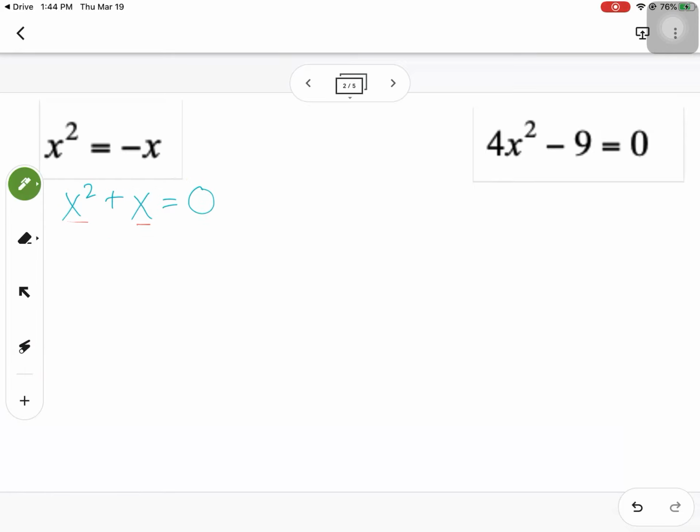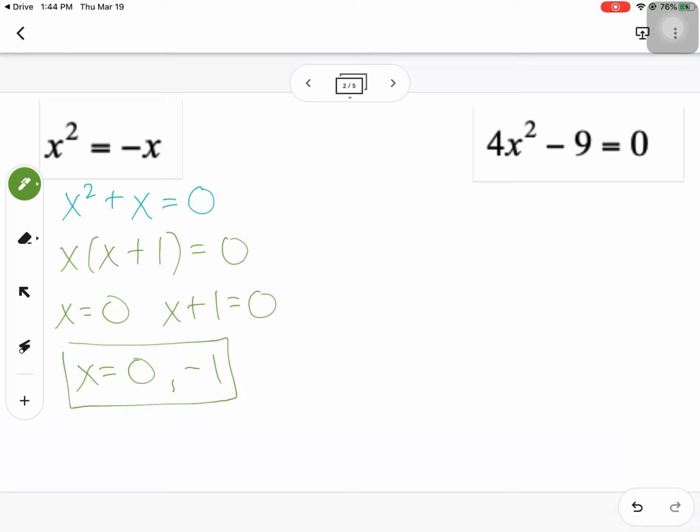On this first one, you definitely have a GCF because both of them have an x. So I'm going to take an x out, and then I'm going to be left with x plus 1. Then this is fully factored. There are no more squared terms. So I'm going to set each factor equal to 0, and you get your two answers of 0 and -1. Remember, whatever your highest exponent is, that's how many answers you should have. So this was squared, and I got two answers, which is good.